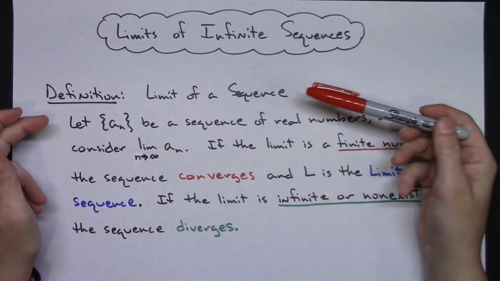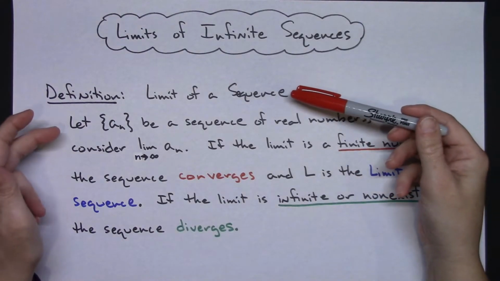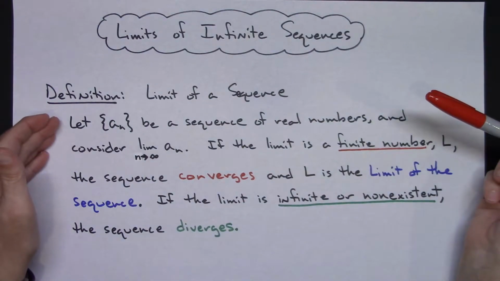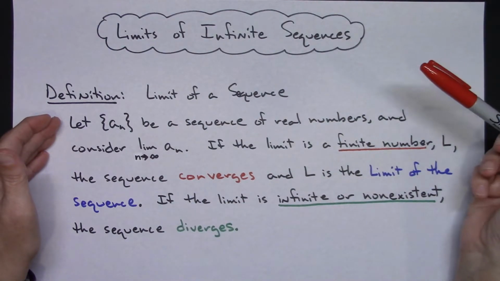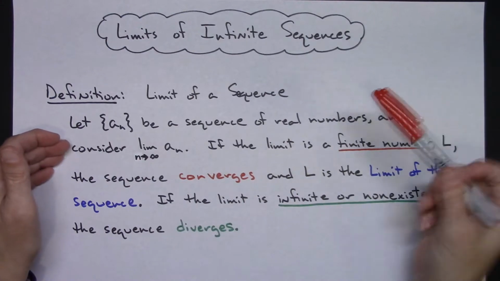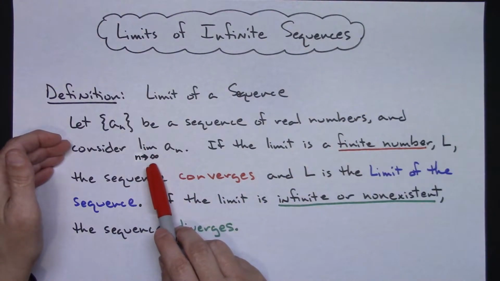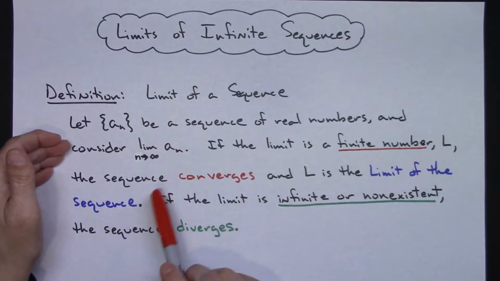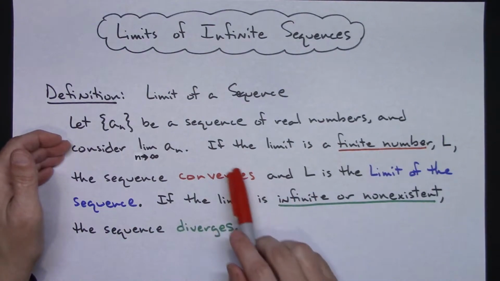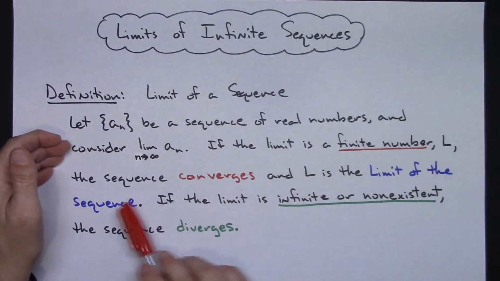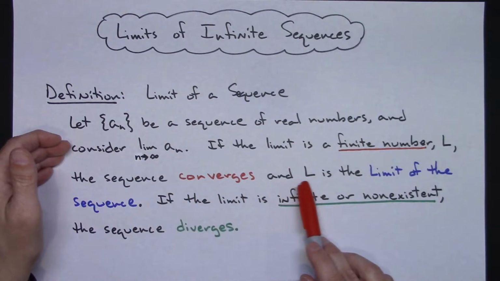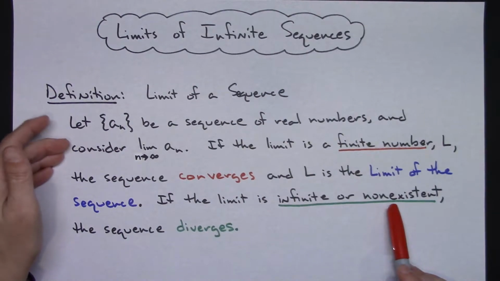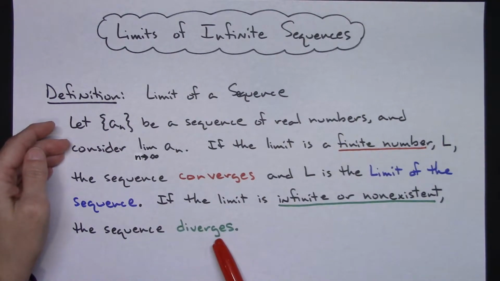Alright, so for my formal definition of the limit of a sequence, I'm going to let a sub n be a sequence of real numbers, and I'm going to consider the limit as n approaches infinity of a sub n, where a sub n is my nth term. If the limit is a finite number L, the sequence converges and L is the limit of the sequence. If the limit is infinite or doesn't exist, then the sequence diverges.